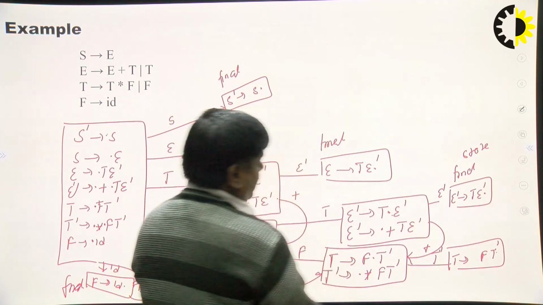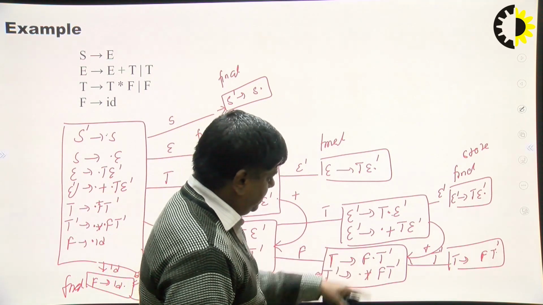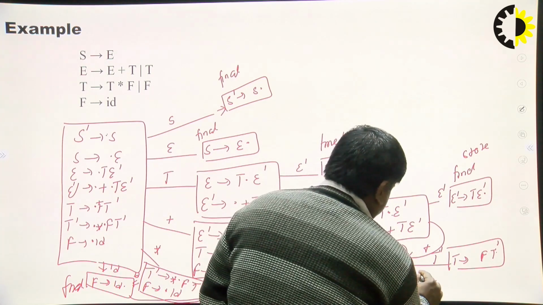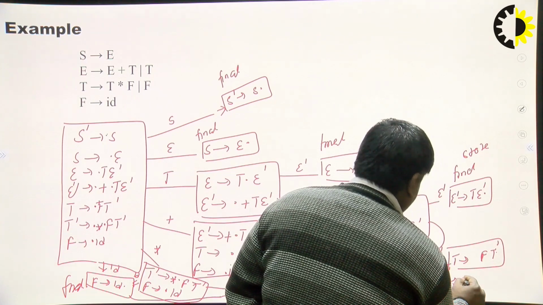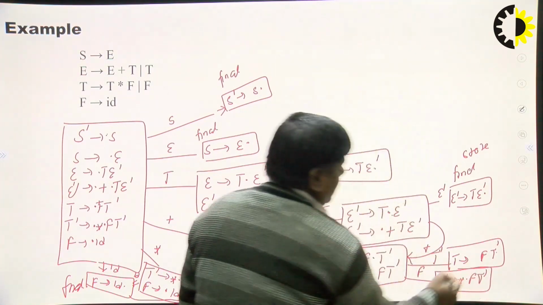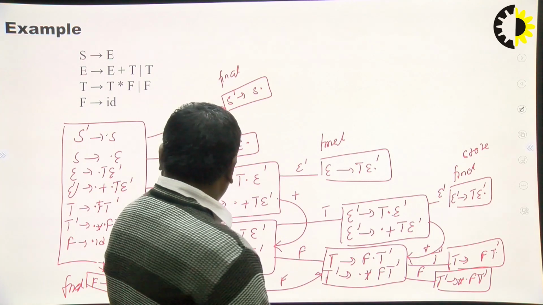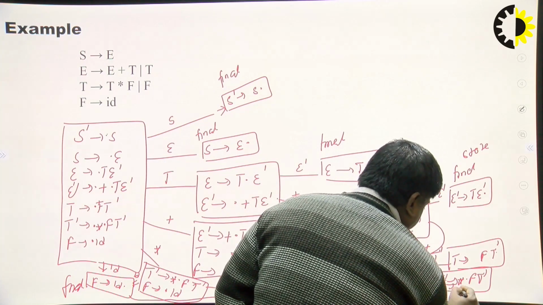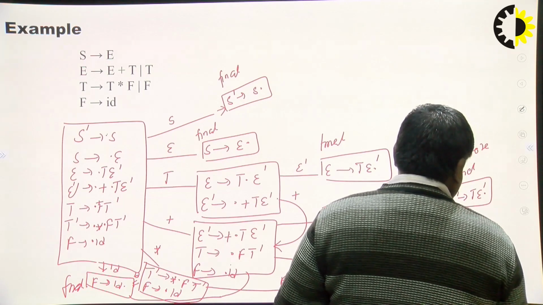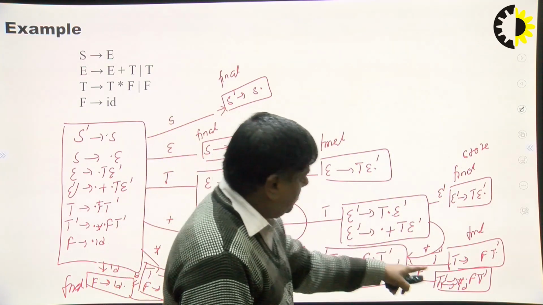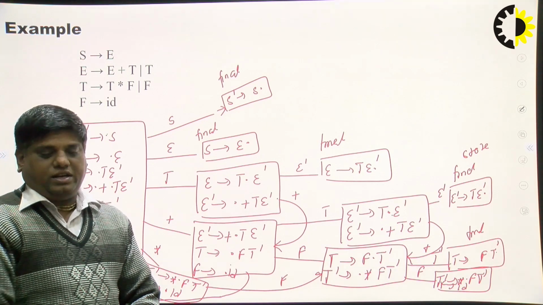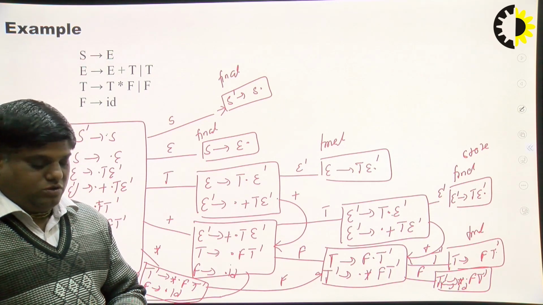And here when we explore this one, it is F, and F tends to ID. Yes, we need to explore this one, and that is T dash tends to star F T dash. And we need to explore the production rule of the F. The production rule of the F means F tends to ID. Now this one is your final state. This one is your final state, and only this one state is remaining. With the help of this, we have the complete canonical collection of items for the SLR parsing algorithm.